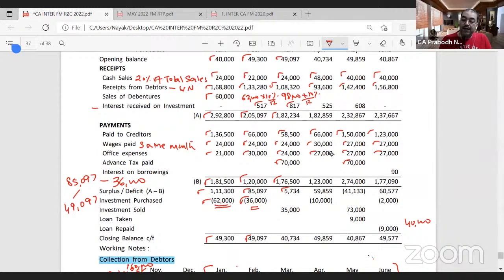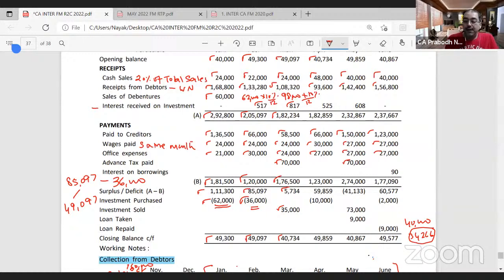But can I sell investment of 34,266? Selling also I have to do in multiples of 1,000. So either I can sell 34,000 or I can sell 35,000. If I sell 34,000 of investments, 34 plus 5, 39,000. It does not count because I require a minimum of 40,000. So I will sell investments on the higher side, 35,000. So investments sold, cash coming in 35,000. So now my total balance will be 40,734. Minimum is 40. I can have more than 40. This comes as opening balance.